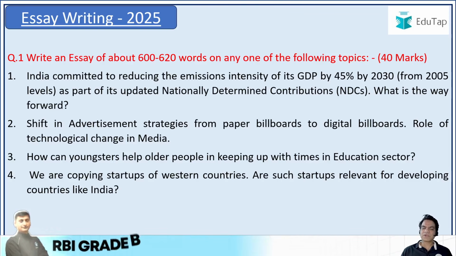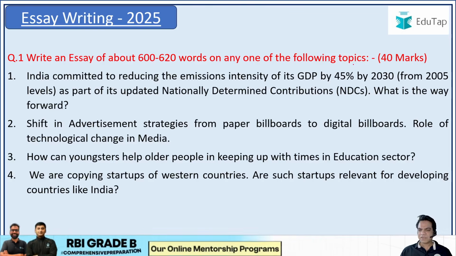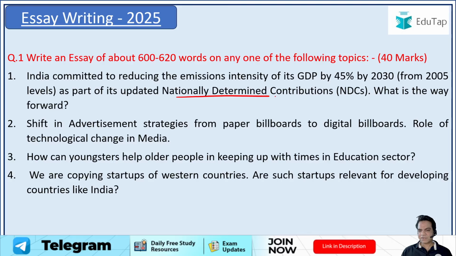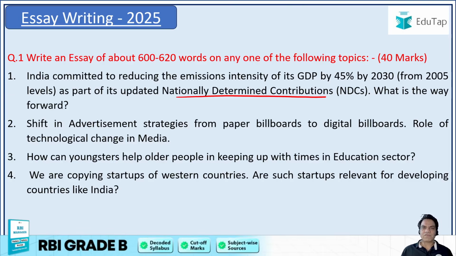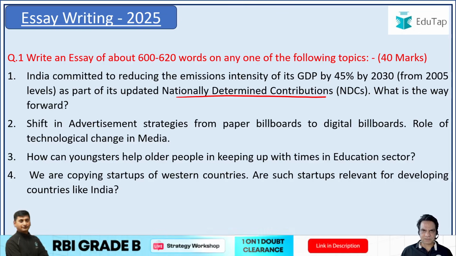Now, guys, first look at the topics that were given last year. In the year 2025, guys, the topics were: first, India is committed to reducing the emission intensity of its GDP by 45% by 2030 from 2005 levels as part of its updated nationally determined contributions, NDCs. So what is the way forward for this? So you have to be aware of what is happening around you. So this was a current affairs based topic about nationally determined contributions to emissions, right?